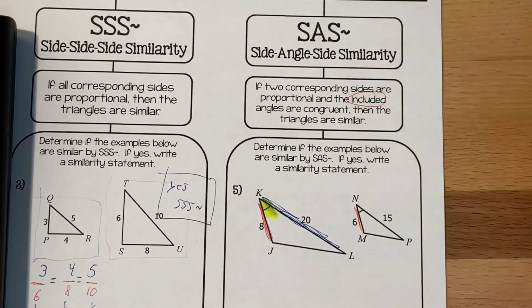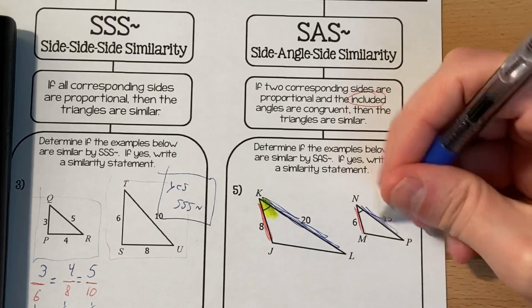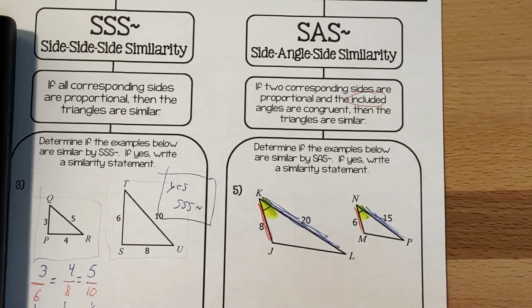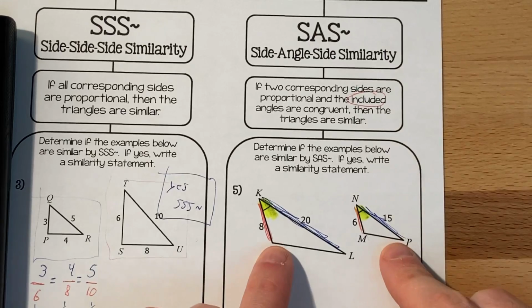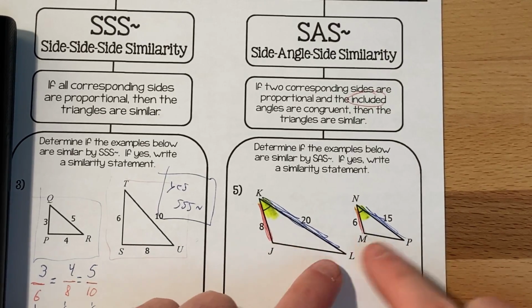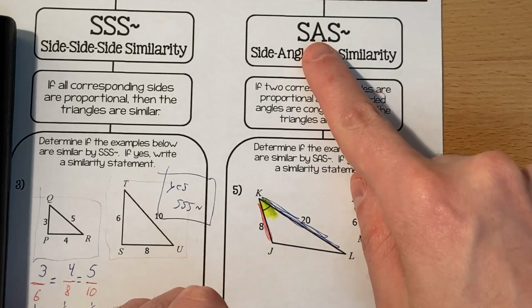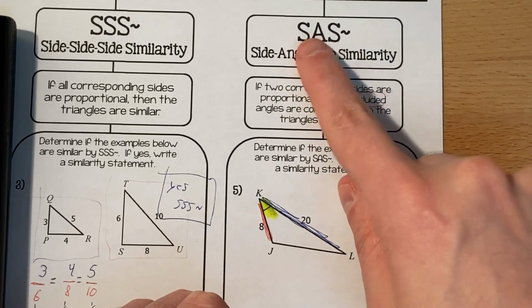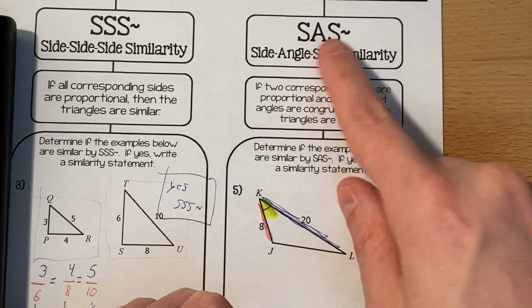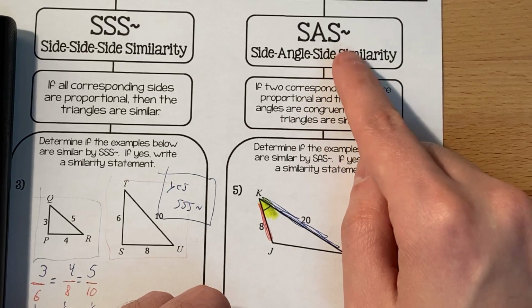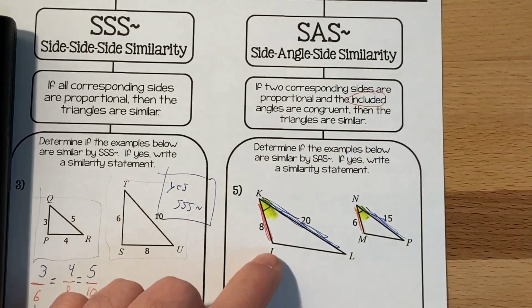Just like the 6 and the 15, it gives you the angle between them. It does have to be the angle between them. If it gave you one of the ones on the sides, you couldn't do anything. It has to be the angle between them for side angle side. That's why the A is literally between the two S's. It's to show that it has to be there. If the angle was on the side, then it wouldn't work.